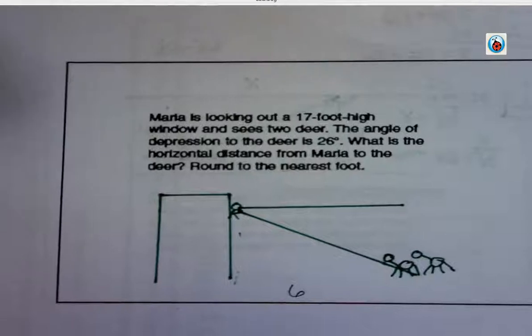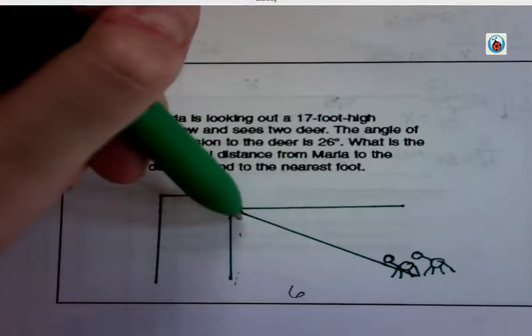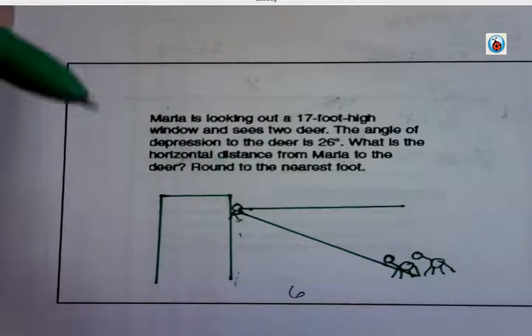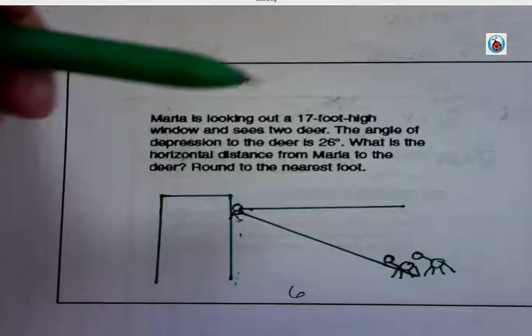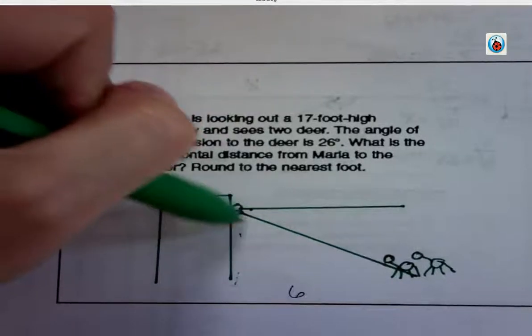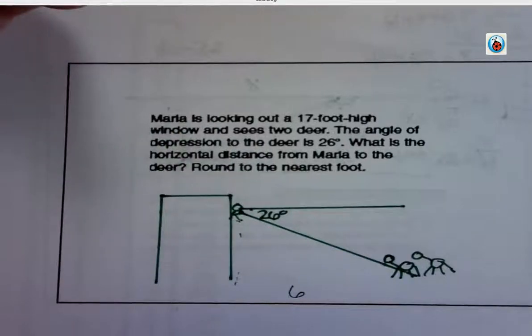Alright. This is where it gets confusing. This is what throws everybody off. They're like, where do I put the angle? Does it go here or does it go here? I don't know. Always remember the trick. Find your horizontal line and then the line that goes down. There is no horizontal line on the edge of this angle. So it has to be right here, 26 degrees.